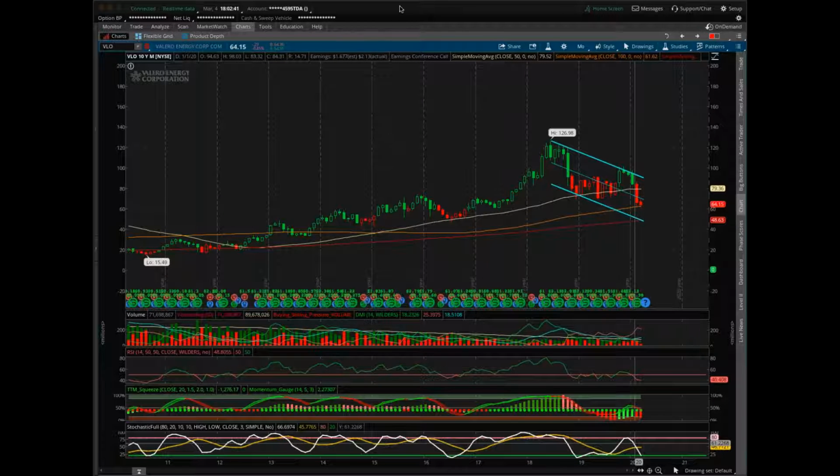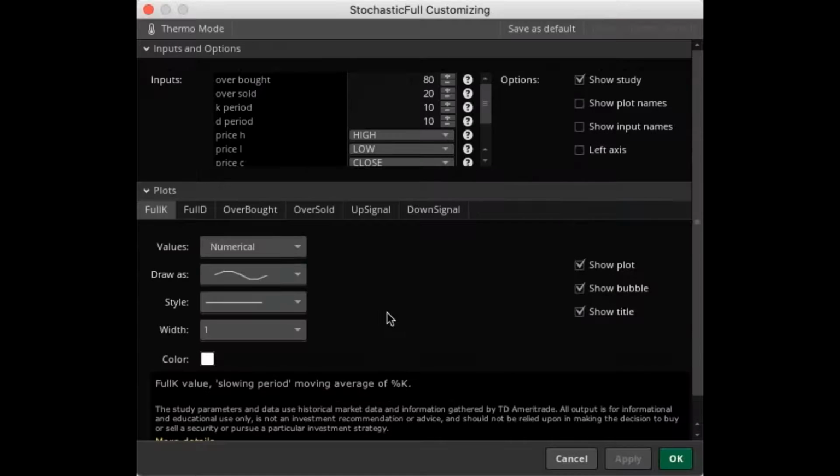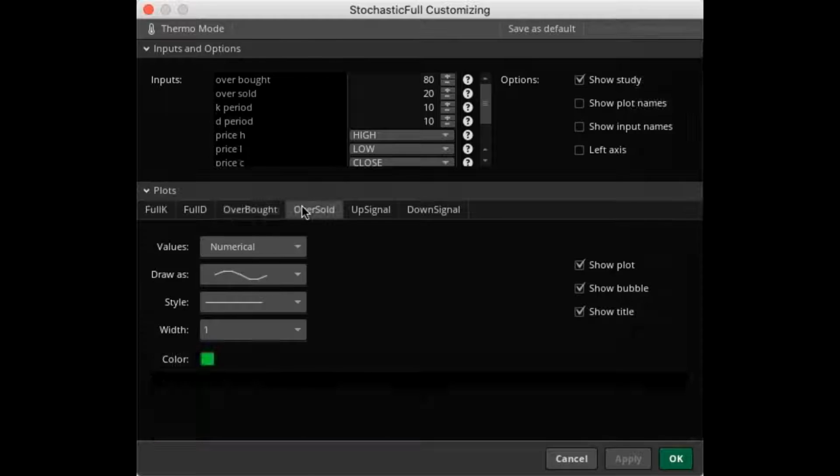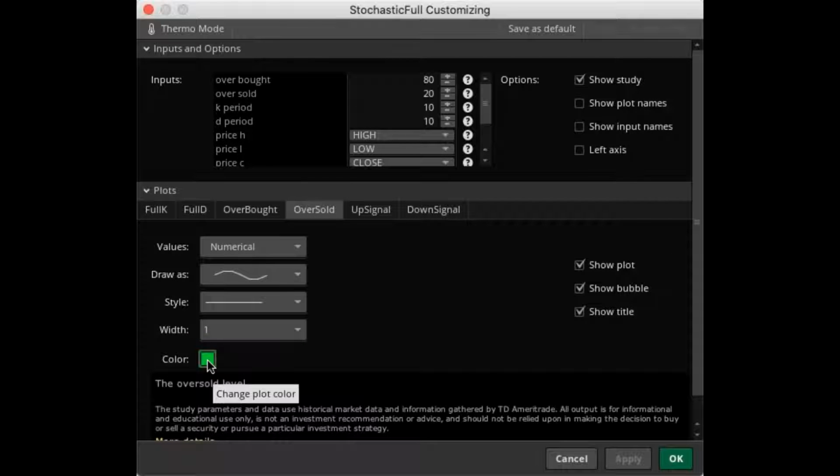Okay, here we go. Edit stochastics. Okay, so the full K is going to be white. The full D is going to be yellow. The overbought is going to be pink. And the oversold is going to be green.